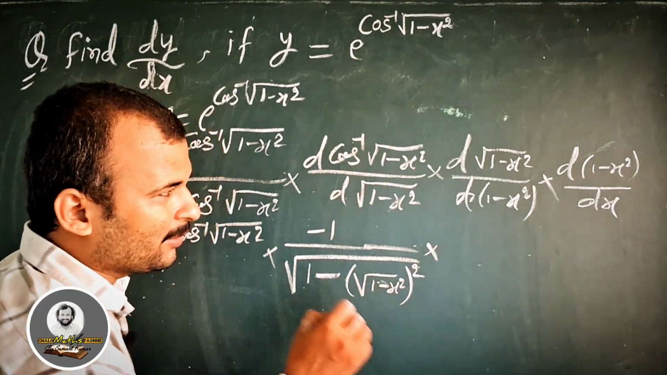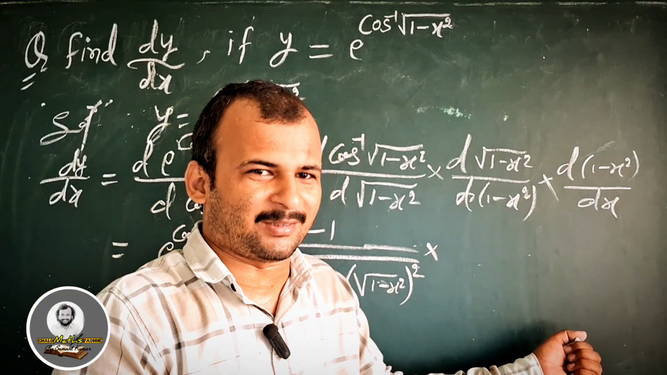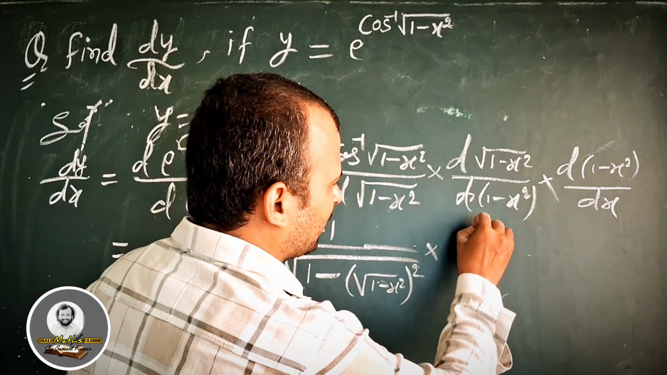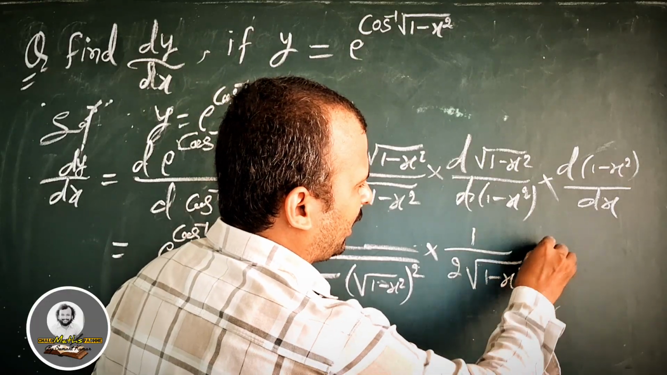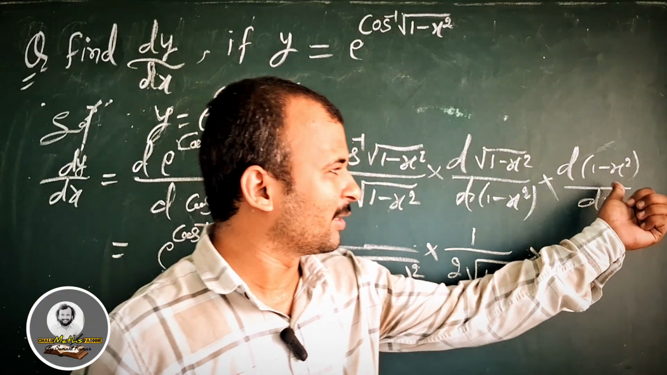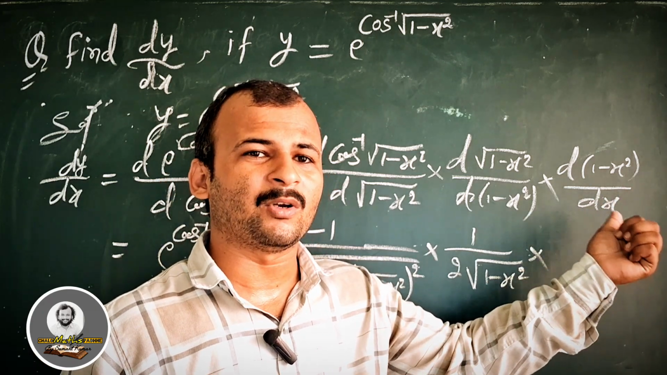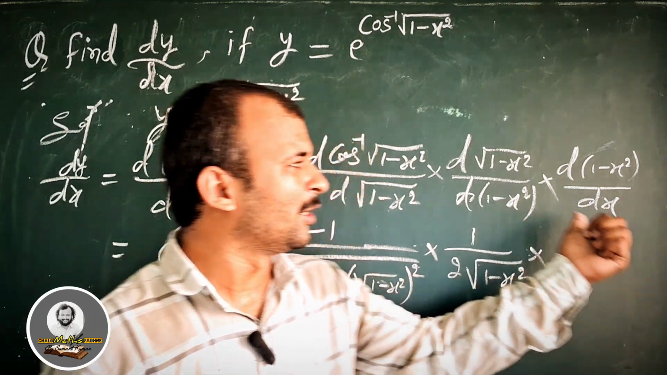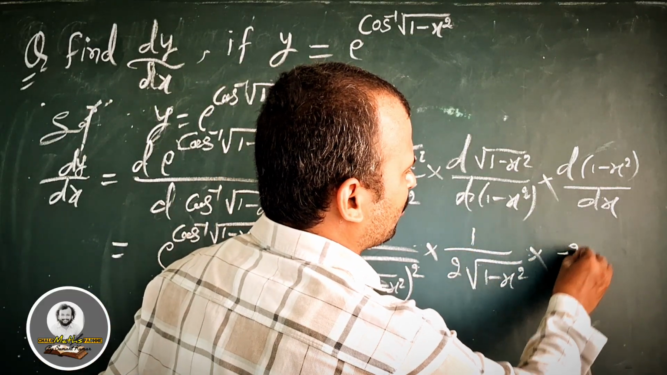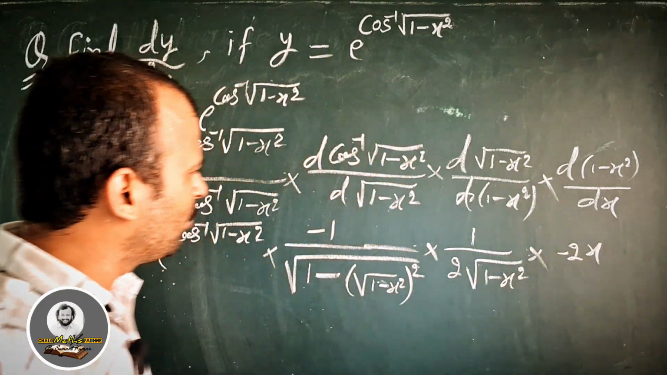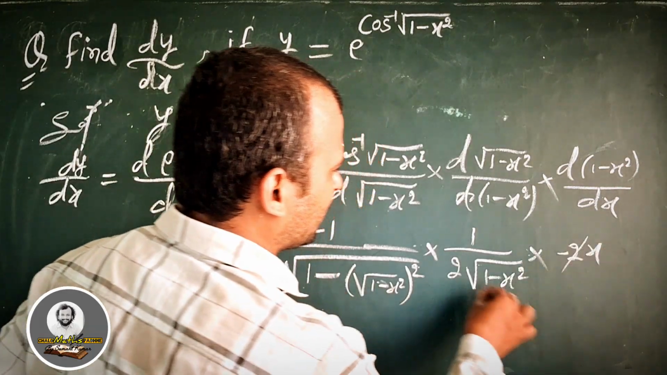The derivative of under root x is 1 by 2 root x, so we write 1 by 2 root 1 minus x square. We know that the derivative of a constant is 0 and the derivative of x square is 2x, by using the formula for the derivative of x to the power n, which is n into x to the power n minus 1, so we write minus 2x. Now we get the required derivative easily.